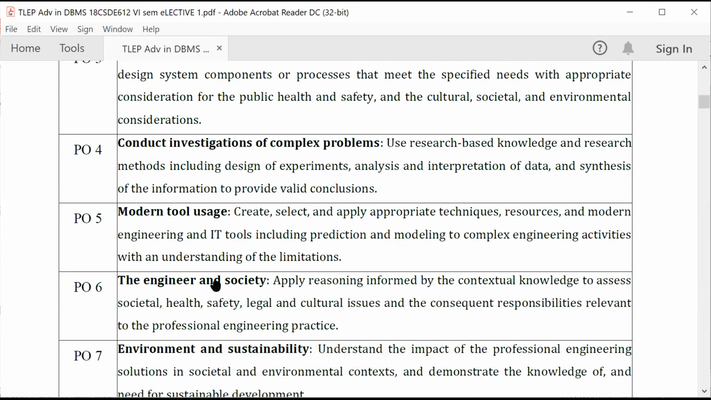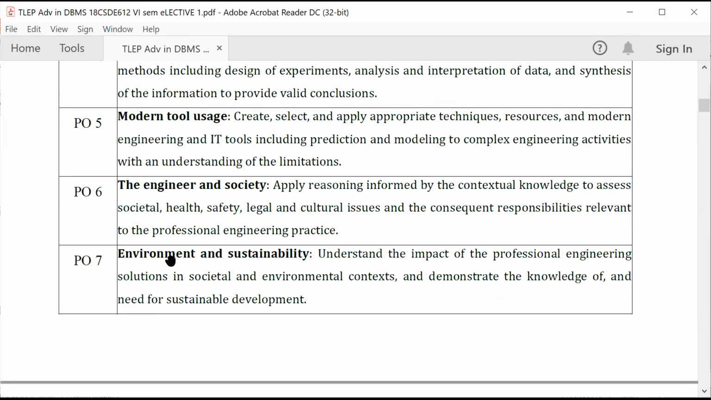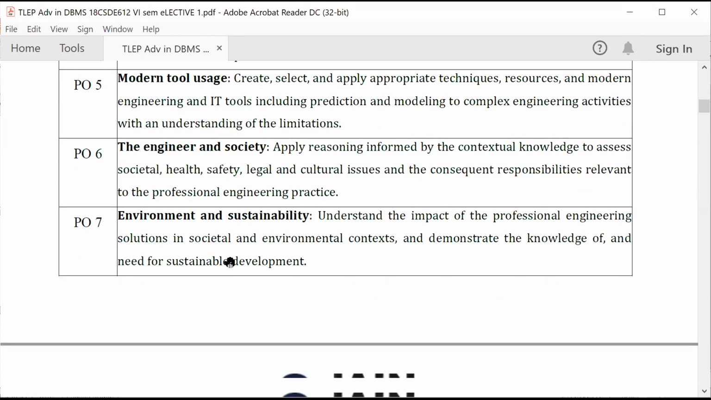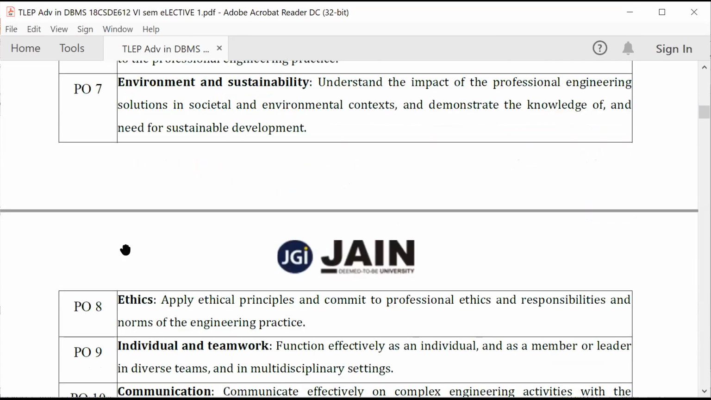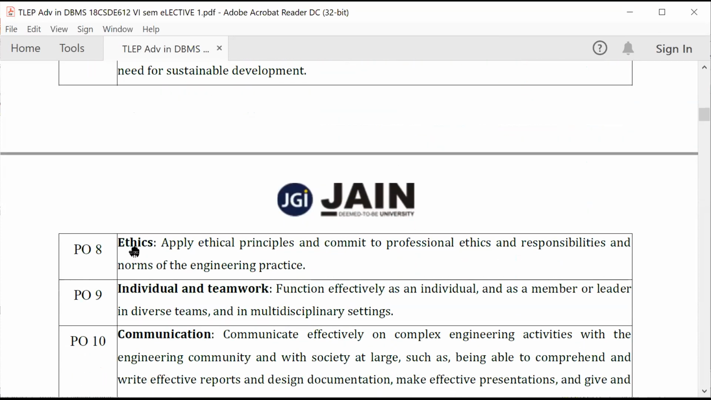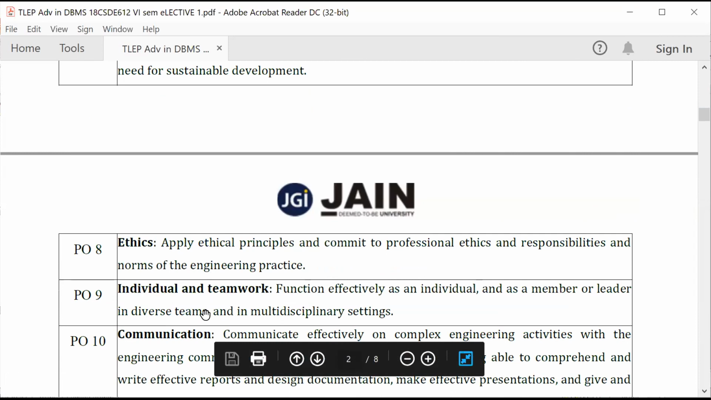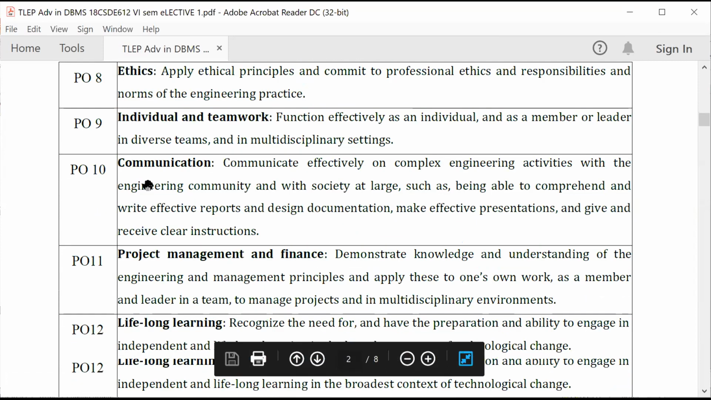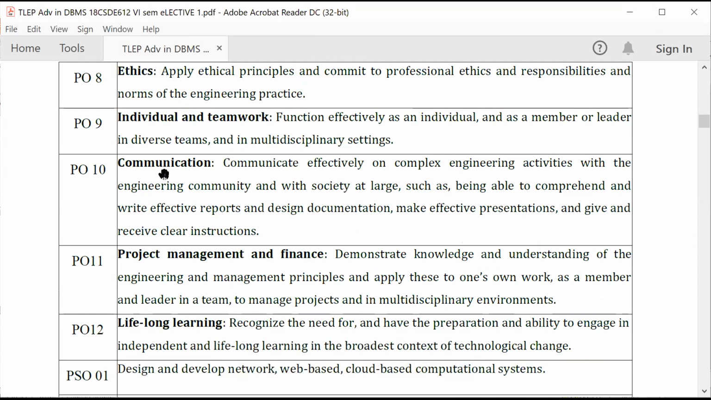They should have the responsibility with respect to the society and societal problems and issues, and environment and sustainability. They should have the ability to sustain in any environment, and they should follow ethics, engineering ethics, professional ethics. They should follow all the technical and non-technical ethics. Individual and teamwork: they should have the ability to work individually as well as along with the team members. They should possess communication skill, especially in English as well as other regional languages, project management and financial management skills, lifelong learning skills.